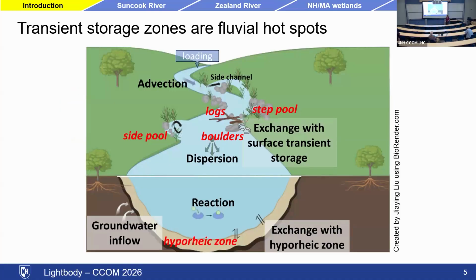When we're looking at river networks, it's not only the average that matters. We're getting loading of nutrients and pollutants into our rivers. They're advecting downstream. They're dispersing and spreading out in the main channel. But they're also interacting with transient storage zones, both in the channel, side pools, step pools behind logs and boulders, in wetlands that are off to the side, and also in the hyporheic zone, the region of shallow groundwater under and next to the river. Those are regions where we tend to have enhanced levels of biogeochemical processing due to the redox conditions that are present there and the microbial communities that they support.